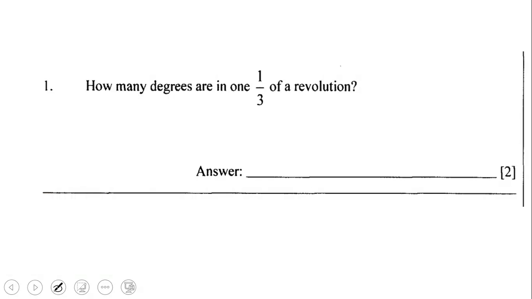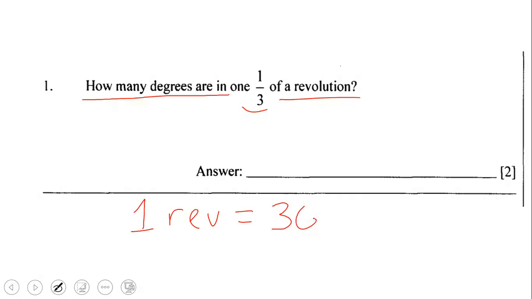All right, now that you have attempted this question on your own, let us consider it together. The question states, how many degrees are in 1/3 of a revolution? Note that one revolution equals 360 degrees. So this question is asking us how many degrees are in 1/3 of 360 degrees.